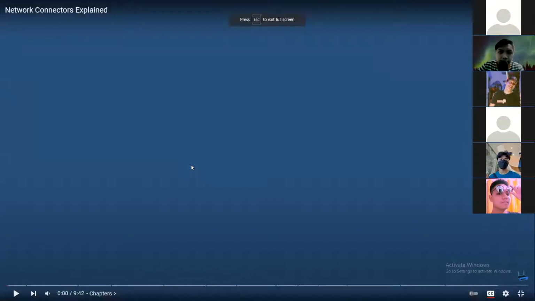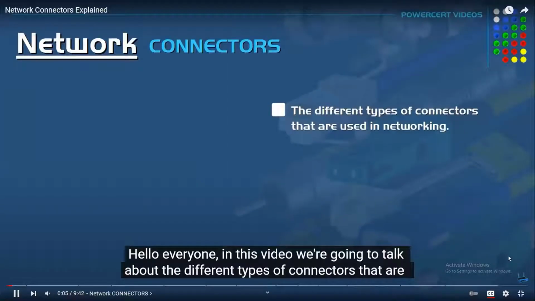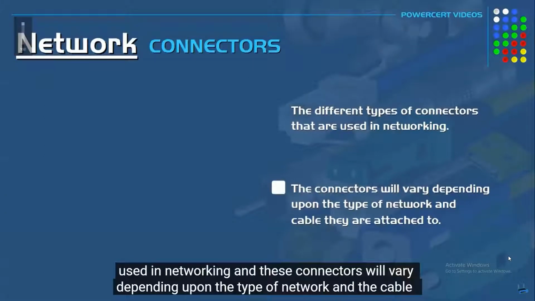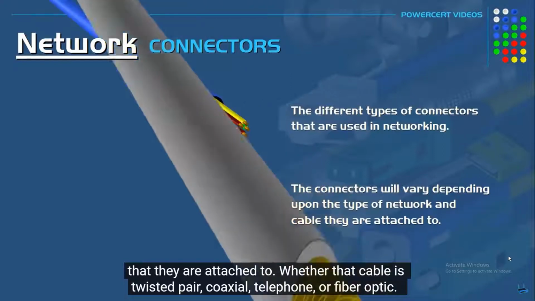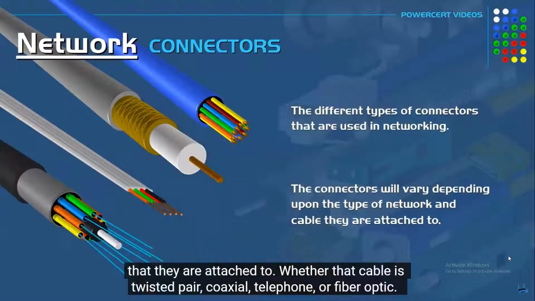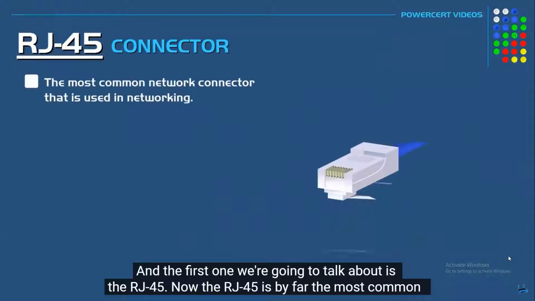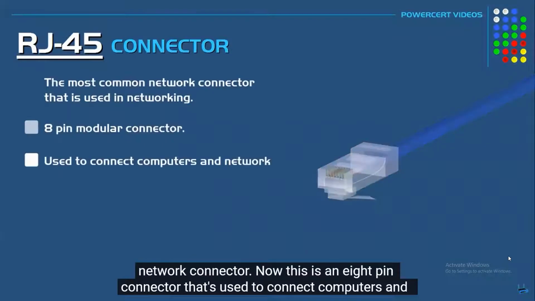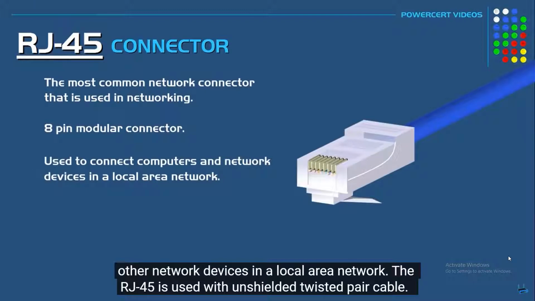Hello everyone. In this video, we're going to talk about the different types of connectors that are used in networking. And these connectors will vary depending upon the type of network and the cable that they are attached to, whether that cable is twisted pair, coaxial, telephone, or fiber optic. And the first one we're going to talk about is the Rj45. Now the Rj45 is by far the most common network connector. Now this is an 8-pin connector that's used to connect computers and other network devices in a local area network.